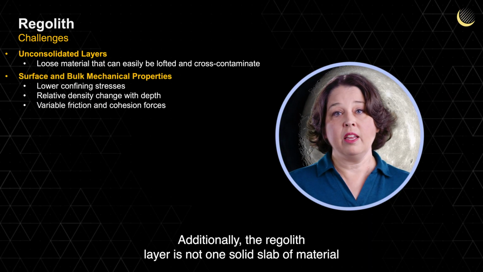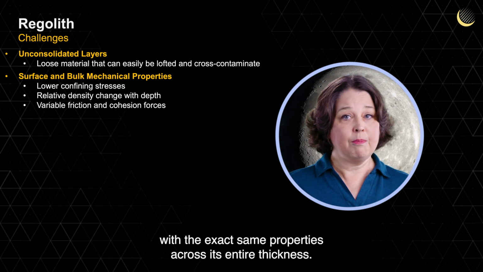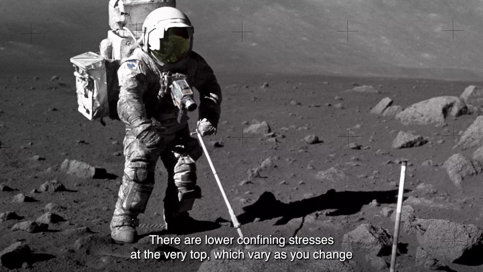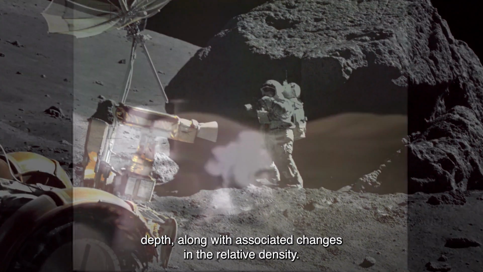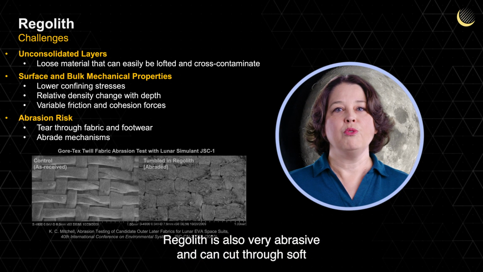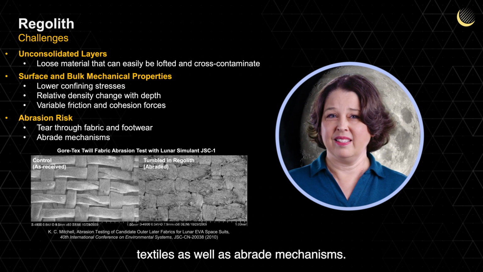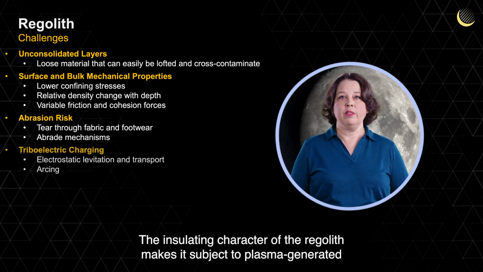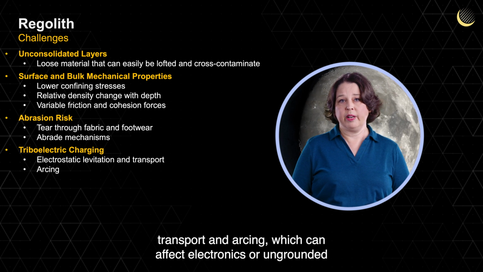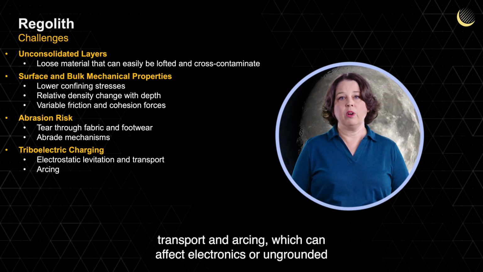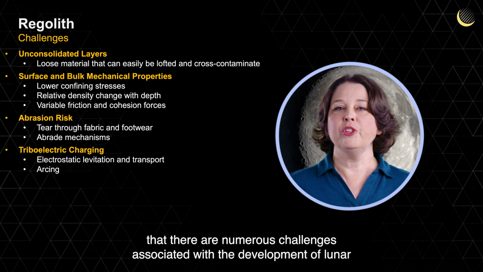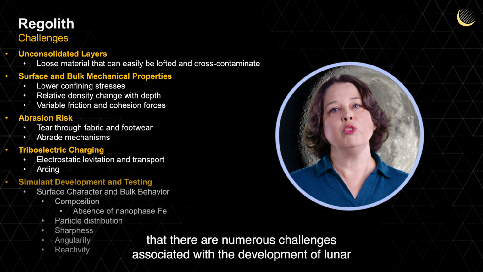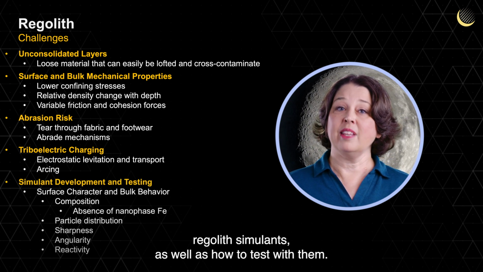Additionally, the regolith layer is not one solid slab of material with the exact same properties across its entire thickness. There are lower confining stresses at the very top, which vary as you change depth, along with associated changes in the relative density. Regolith is also very abrasive and can cut through soft textiles as well as abrade mechanisms. The insulating character of the regolith makes it subject to plasma-generated transport and arcing, which can affect electronics or ungrounded hardware in direct contact. And it's important to note that there are numerous challenges associated with the development of lunar regolith simulants, as well as how to test with them.